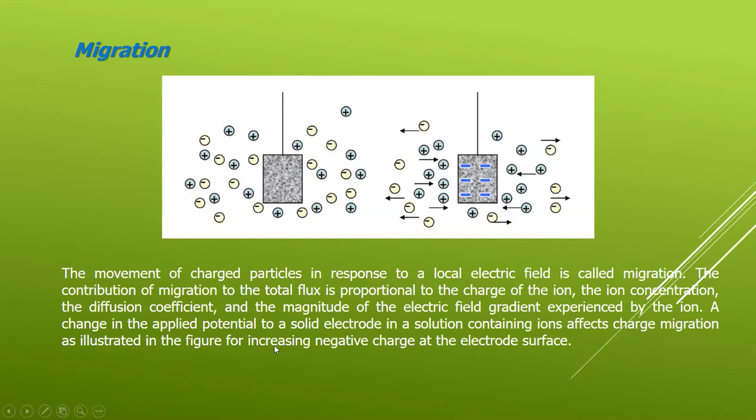A change in the applied potential to a solid electrode in a solution containing ions affects the charge migration, as illustrated in the figure above. Now, for increasing negative charge at the electrode surface, if you notice, this one is neutral, so the charges seem to be attracted towards it, both negative and positively charged particles. But once this particular rod is already negatively charged, the ones that will be attracted to it will be just the positive charges, and the negative ones will be repelled.